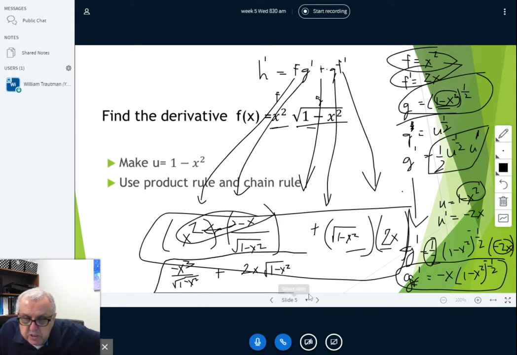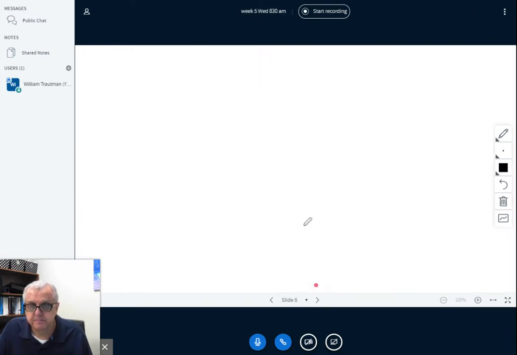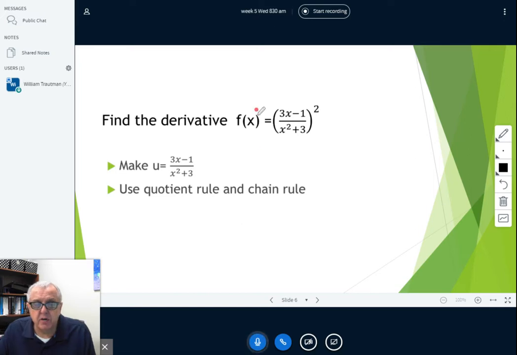So there's my answer. So you had to use the product rule, and then you had to use the chain rule when you're using the product rule for the second part. That's a lot of work. All right, let's try this.